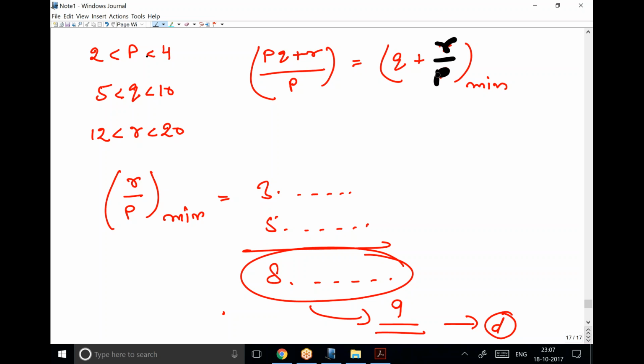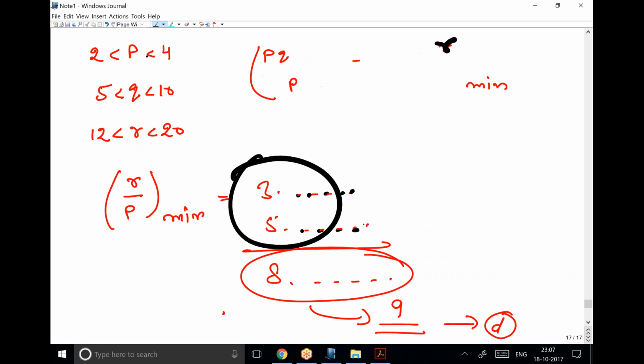So R minimum has to be very close to 12 but slightly above 12, and P maximum has to be below 4 but very close to 4. So R by P has to be more than 3, and Q has to be more than 5. So it comes out to be more than 8, which is equal to 9.